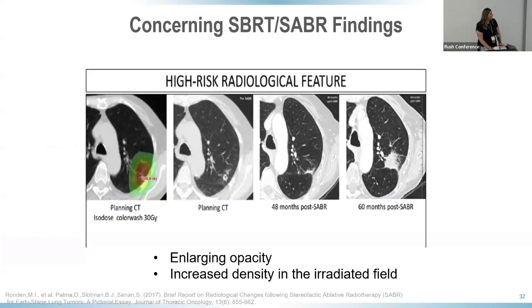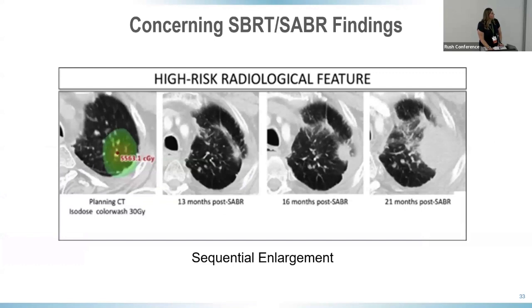And this is an enlarging opacity or increased density within the area that was treated. And this is a little bit further out from treatment. This is sequential enlargement. So as you can see from the point of treatment, it's getting larger on serial imaging.